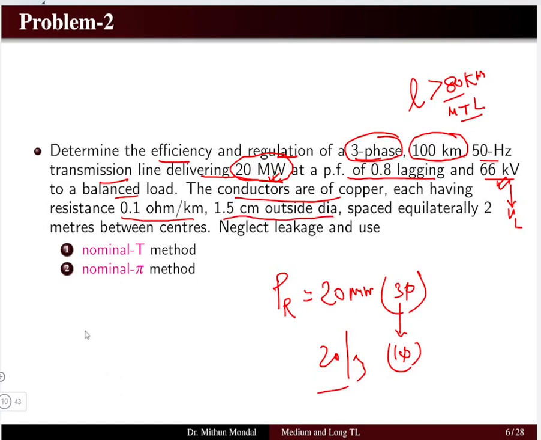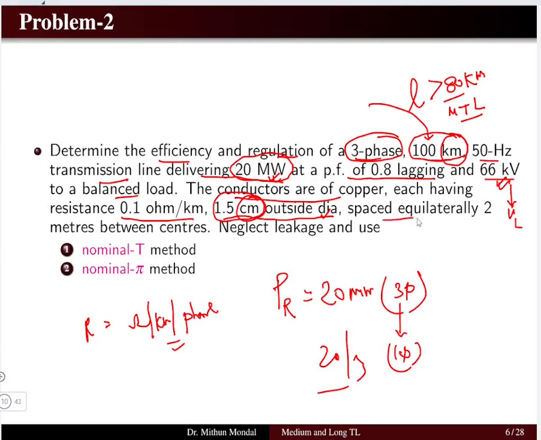Now here the resistance value is given in ohms per kilometer per phase, because the component will always be given on a per phase basis. The conductor diameter is given as 1.5 centimeter. Here the length is given in kilometer and the diameter is given in centimeter, so we have to convert each quantity into one unit. We can convert this 100 kilometer into centimeter first, and then we can do the calculation.